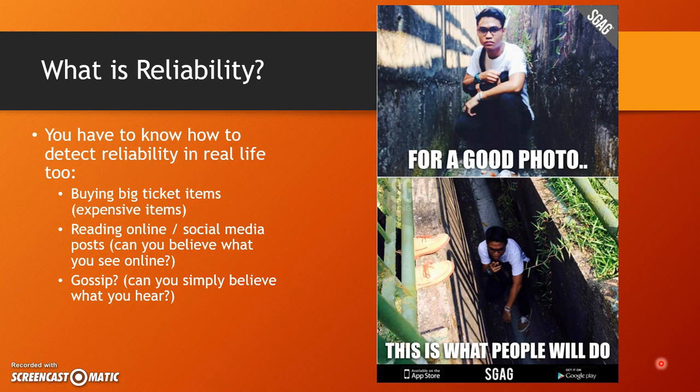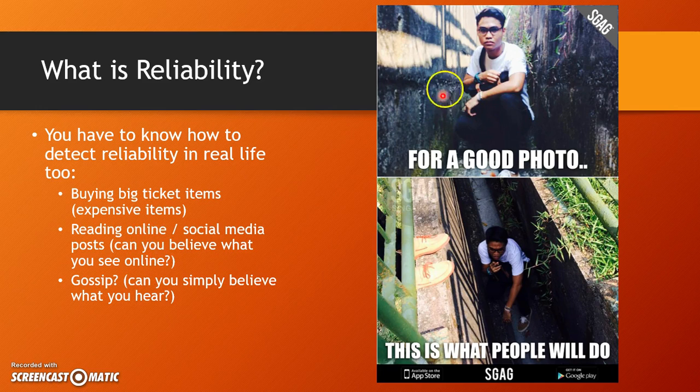So after looking at that, we know that we use reliability in real life to buy big ticket items. Big ticket items means expensive items. You don't spend money just like that. But also we need to exercise this assessment of reliability where we are reading things online, we are watching videos, we are looking at pictures. Can you just believe what you see online?